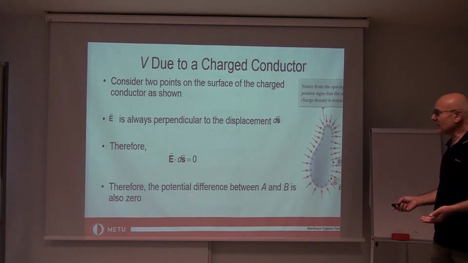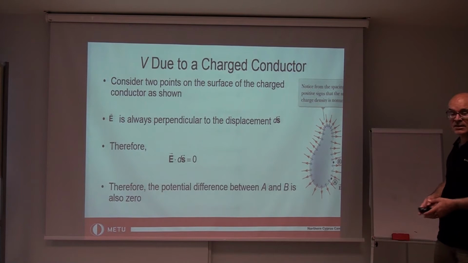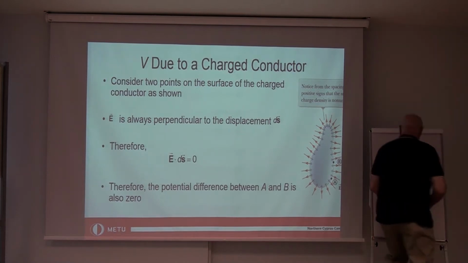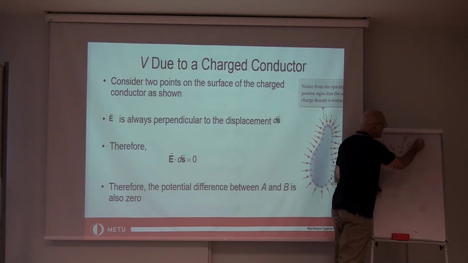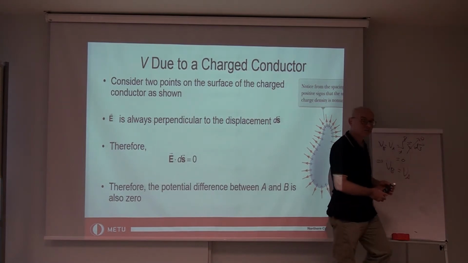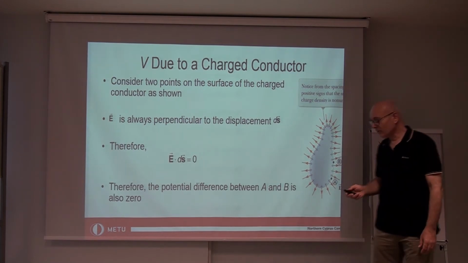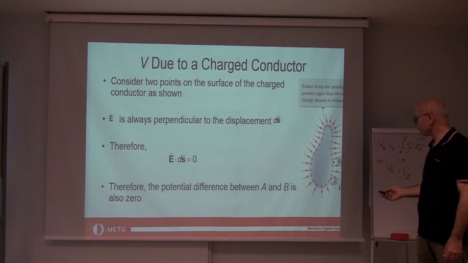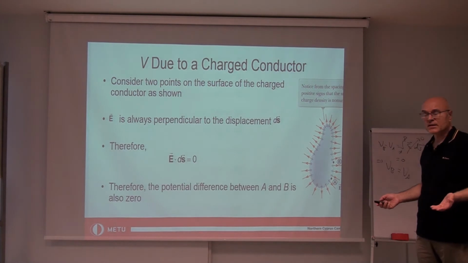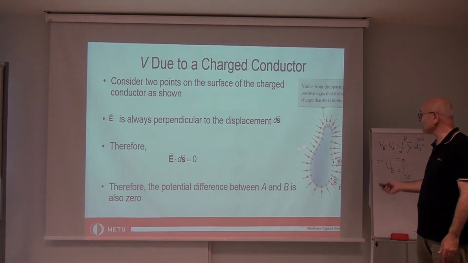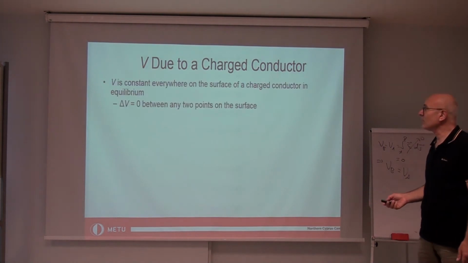Now, the meaning of this is that the potential difference between A and B is equal to 0, because simply VB minus VA would be the integral from A to B of E dot ds. But if this is 0 all the time, then VB minus VA is equal to 0, and the meaning of this is VB is equal to VA. This is the main result. A and B are 2 arbitrary points, and so the potential difference between these 2 arbitrary points at the surface is equal to 0.